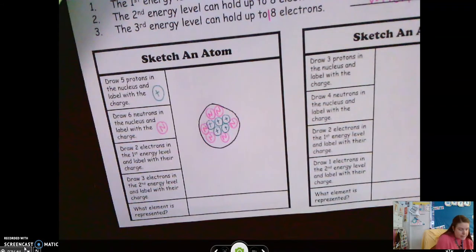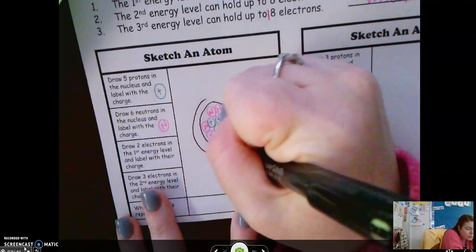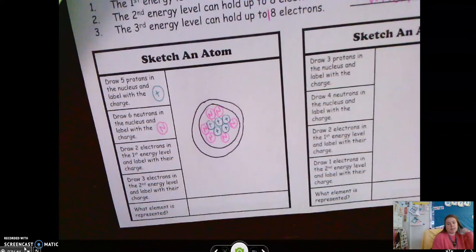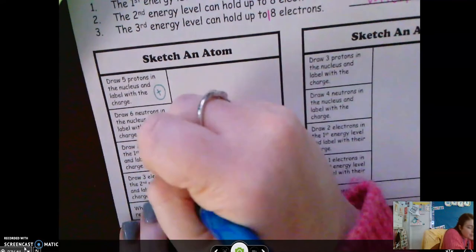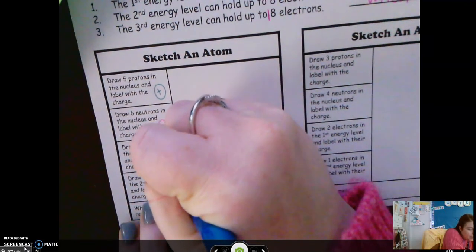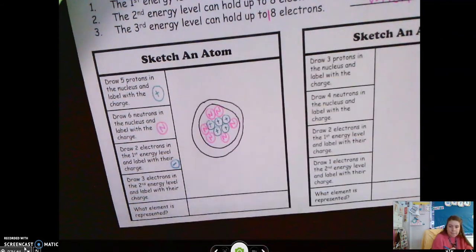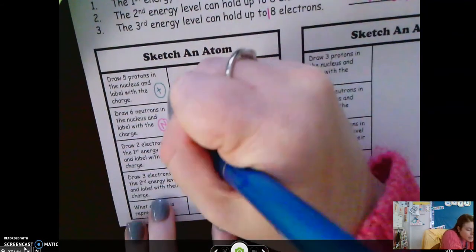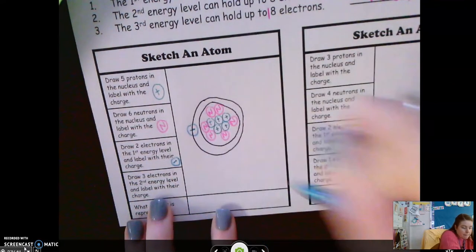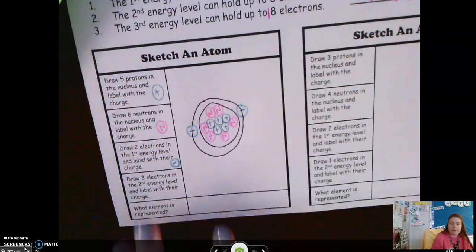So the next thing says draw 2 electrons in the first energy level. And so the first energy level is just going to be the first ring closest to the nucleus. Notice that my rings are not perfect circles, but I can tell that this is distinguishably different than where the nucleus is. So I'm going to use a blue pen to represent my electrons, and I'm going to label their charge as a negative sign. So I'm going to put 2 electrons in the first ring, and I'm going to draw them opposite from each other.